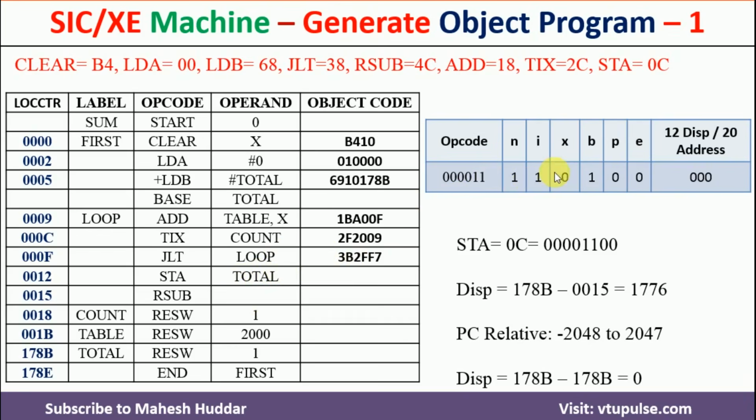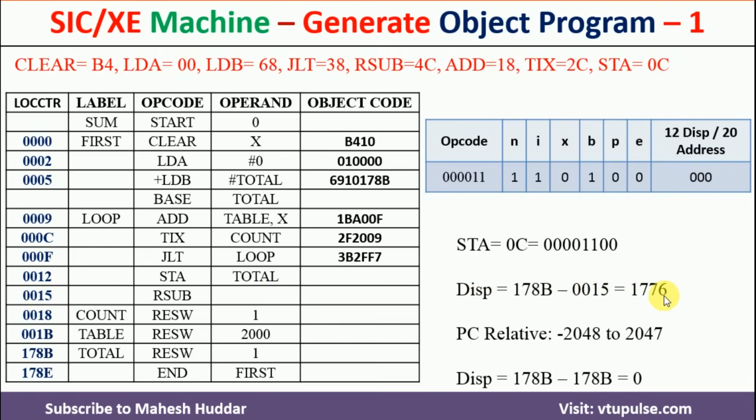There is no comma x, so x is equivalent to 0. We don't know whether it is program counter or base relative. We will do it later. E is equivalent to 0 at this point of time. Now we will calculate the displacement to see whether it is program counter or base relative addressing mode. The displacement is the value of this total, that is 178B, I have written here, minus the next address, that is 0015, whose value is equivalent to 1776.